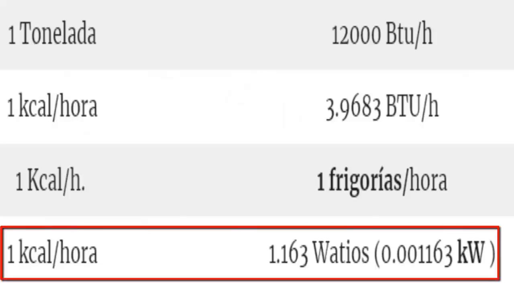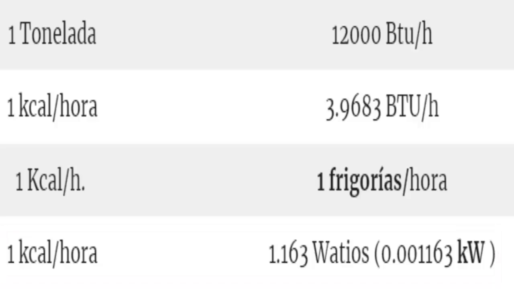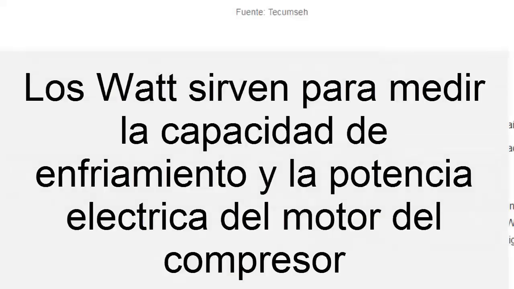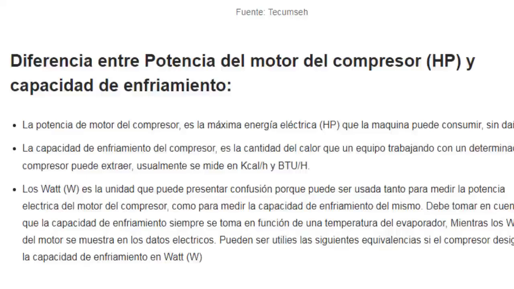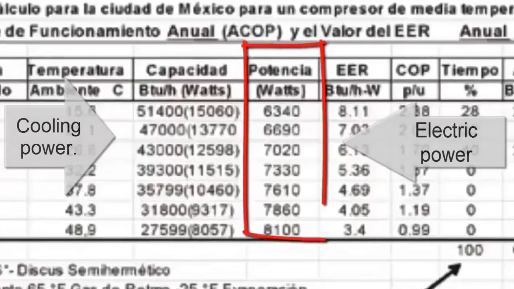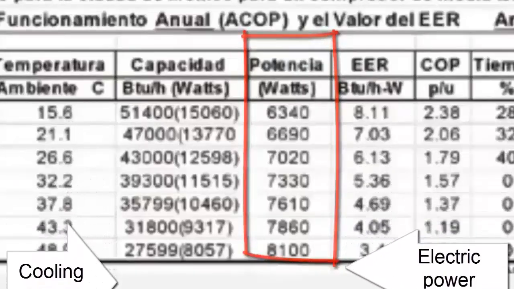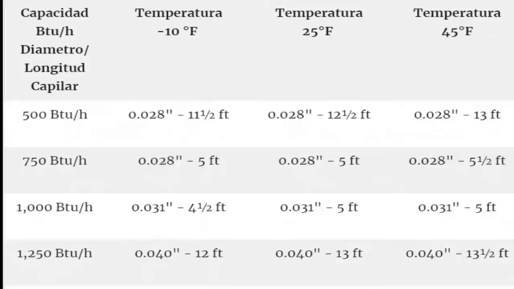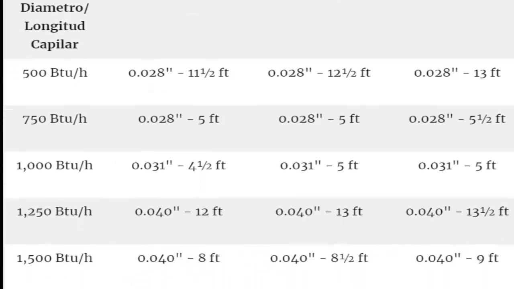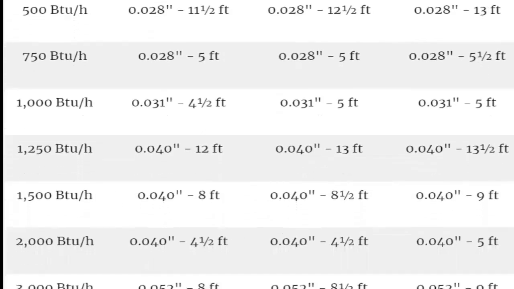It is essential to note that watts can cause confusion, since some manufacturers use watts both to measure the electrical power of the compressor motor and its cooling capacity. When selecting capillary dimensions, cooling capacity is considered more precise than the compressor motor's horsepower, because cooling capacity relates to the refrigerant gas flow and not the efficiency of the compressor motor.